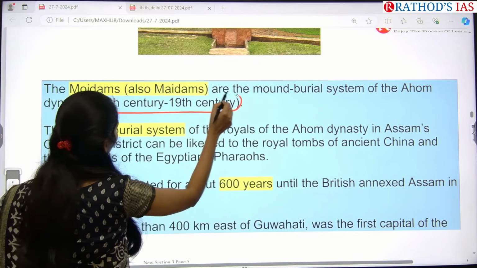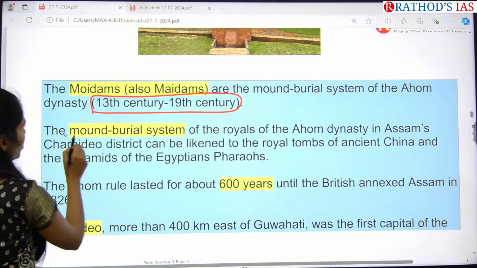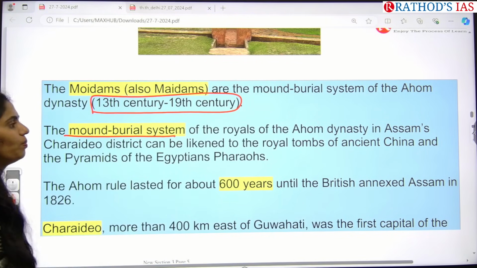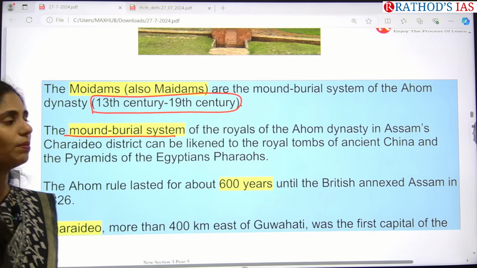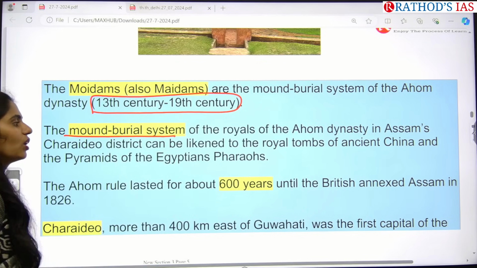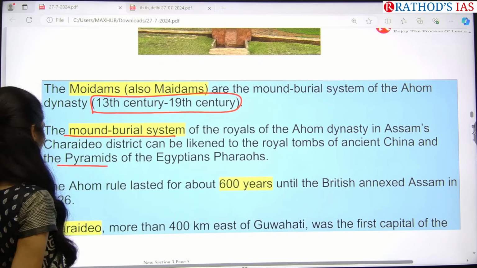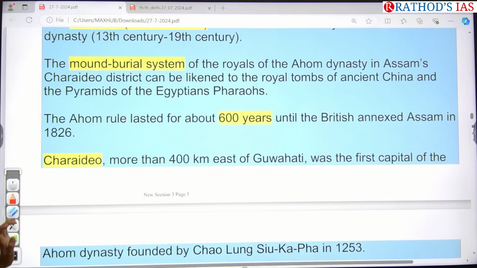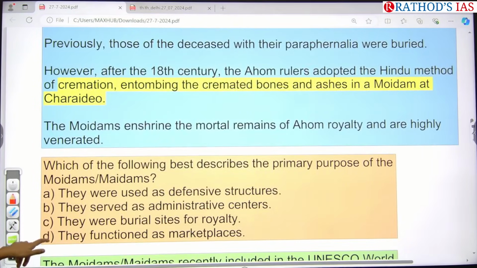They are from the period of the 13th century to the 19th century, and these mound burial systems of the royals of the Ahom dynasty are located in the state of Assam. Assam is very important here, and they are like the royal tombs of ancient China as well as the pyramids of the Egyptians. Actually, these Ahoms ruled Assam for 600 years. Those are the things that you have to remember.